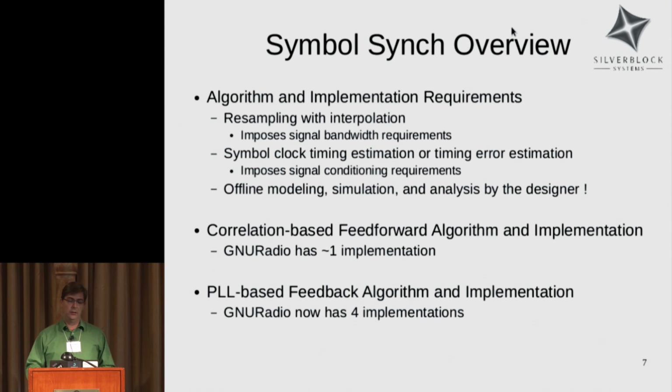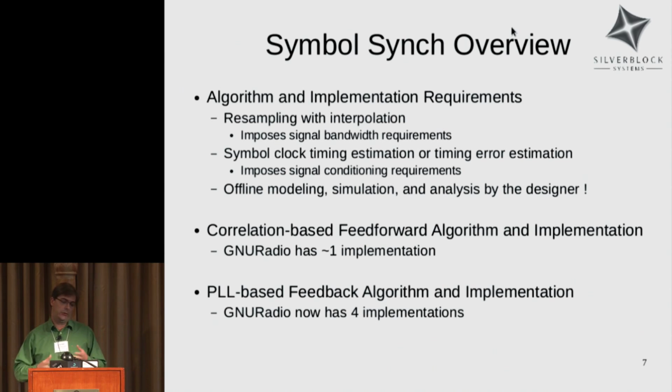You have to do some sort of symbol clock timing estimation or timing error estimation. You don't know what the symbol clock is. It hasn't been passed to you. You have to look at the sample stream and sort of deduce where it is. So you need to do some signal conditioning before you do this to make it a little easier on the timing error detector. And to really do this effectively, you need offline modeling and simulation and analysis by the designer. It really does take some work to get optimal results.